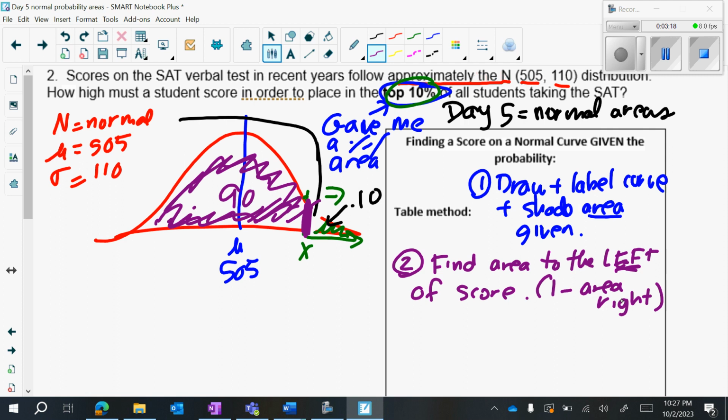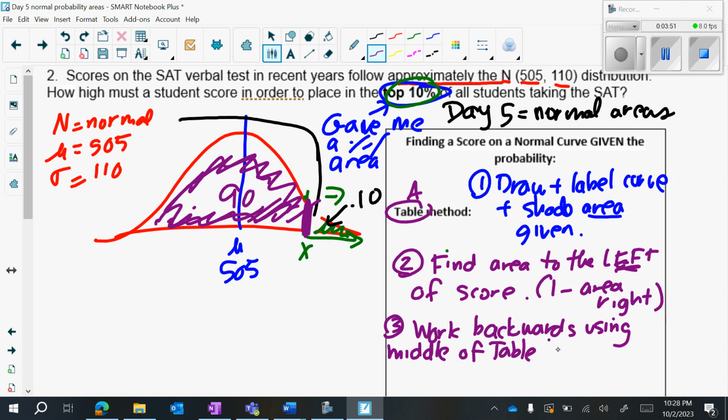All right, so now let's say I wanted to use my table A. If you use table A, you know that we were looking up the z-score in the outer margins and then lining it up to the middle to find the area in the middle. Well, using this technique, we're going to be working backwards with table A, using specifically the middle of the table to find the closest area to whatever the area to the left is.